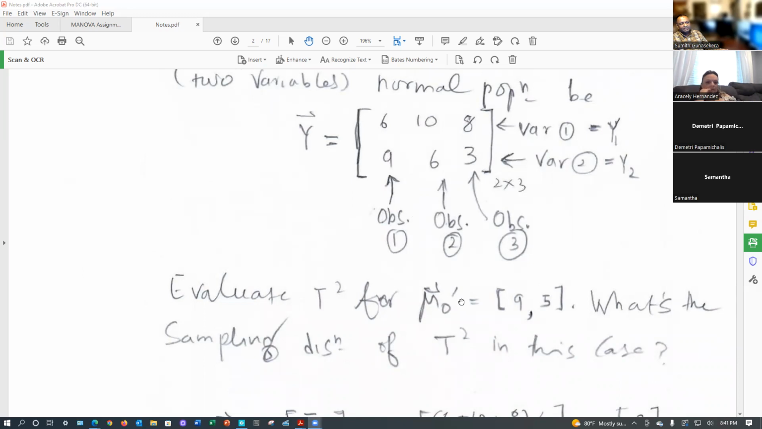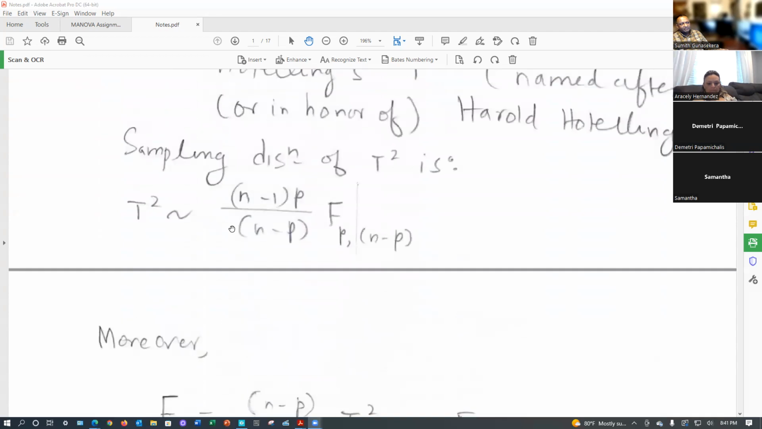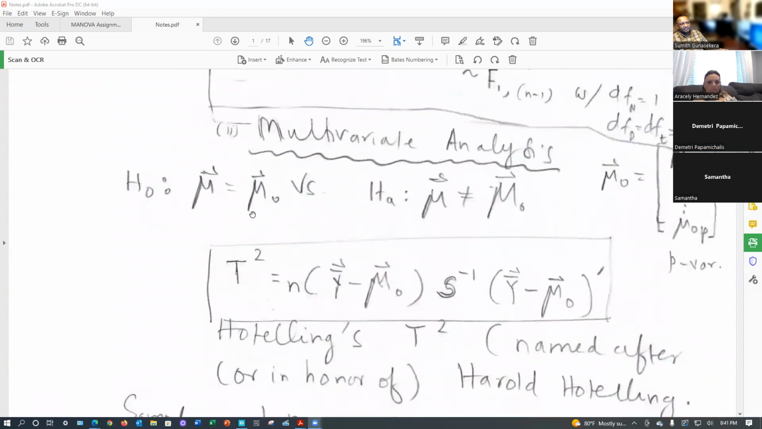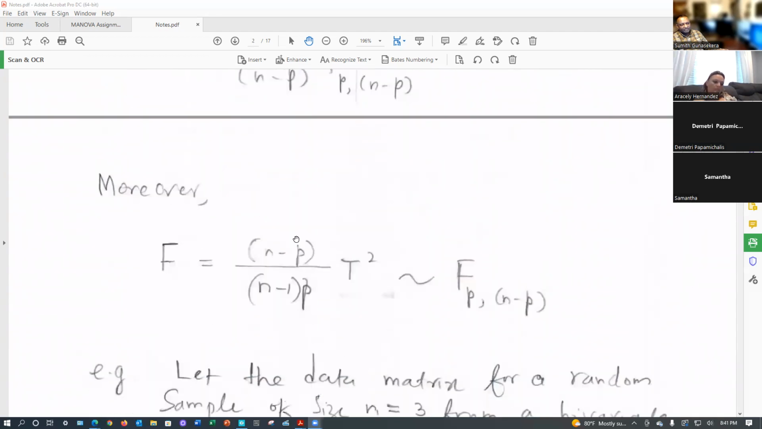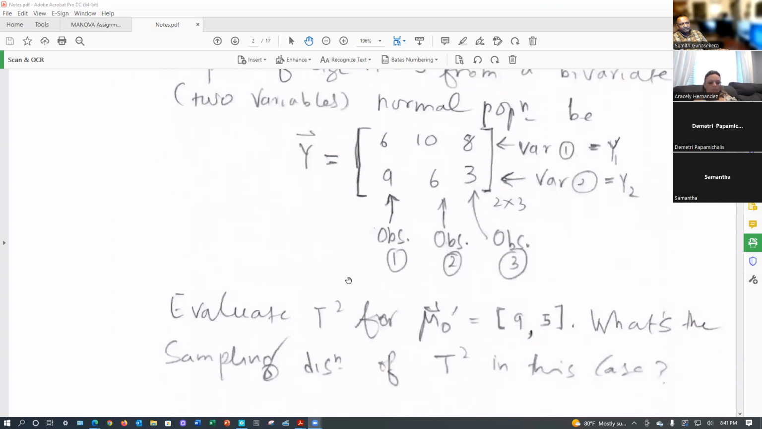This has been observed, known, this has been given. It has been given as a vector, in transposed form because it's now a row vector. It has to be a column vector. That's the sampling distribution of t squared in this case.